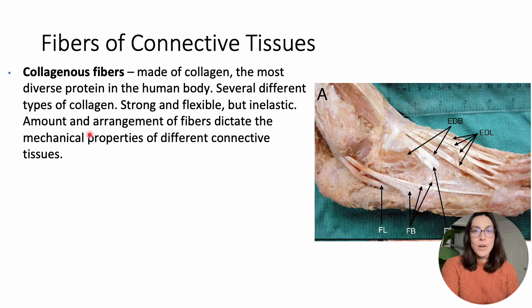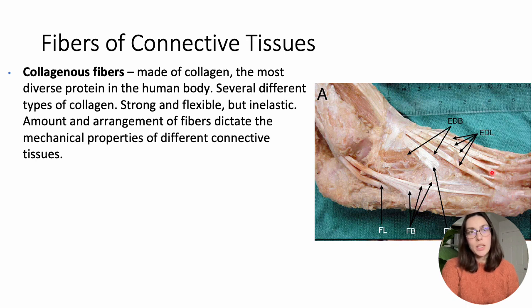These are really strong. If you were to compare it to the same diameter of steel, they're significantly stronger than steel. They are flexible, you can bend them, but they are not elastic, so they cannot stretch and recoil. So the amount and the arrangement of these collagenous fibers will give us specific types of properties in the matrix, etc. The collagenous fibers generally look white, and you see them here, okay, as tendons and ligaments.